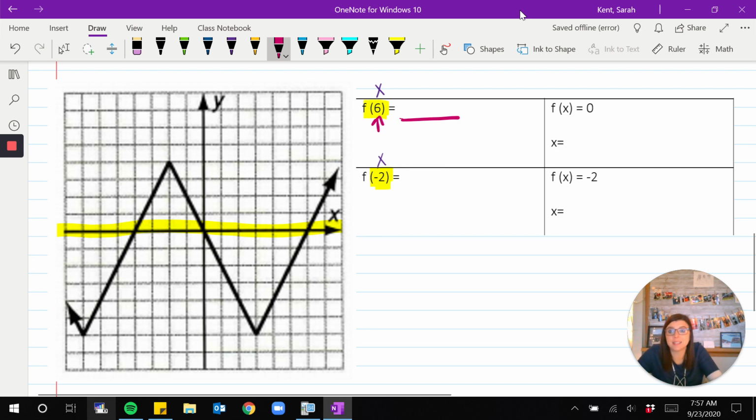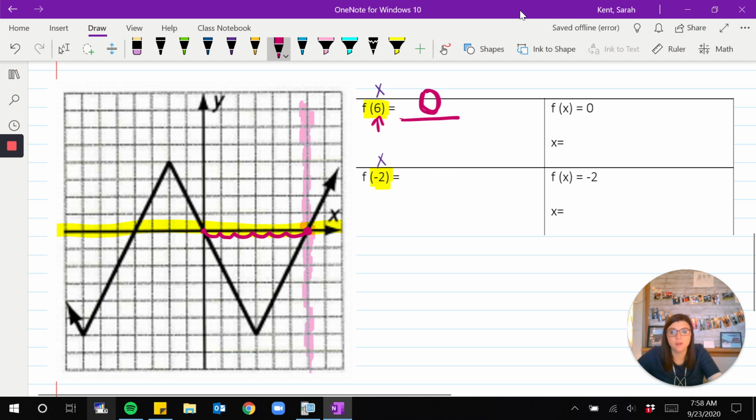So I'm going to start in the middle. I'm going to count over: 1, 2, 3, 4, 5, 6. So that means I'm going to look at this whole line here. And I want to know, where does this curve cross this pink line? And here I can see it crosses at the number 0. So my answer here is just 0.